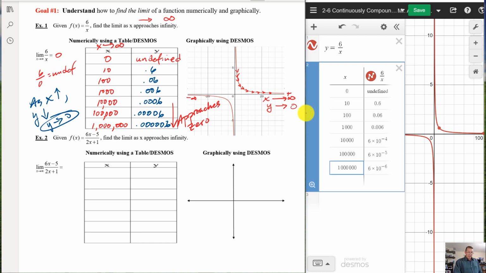Now we're going to take a look at another rational function, but this time f of x equals 6x minus 5 divided by 2x plus 1. We want to find the same limit as x approaches infinity, and the way you write that is right over here. So what is the limit? If you don't remember your stuff from Algebra 2 and Pre-Calc, let's figure it out.